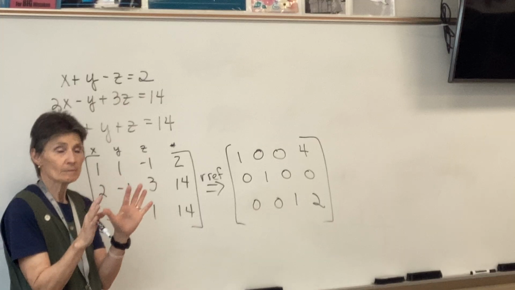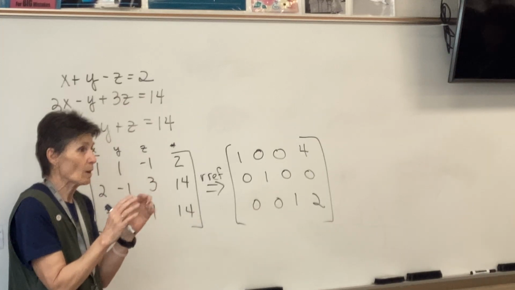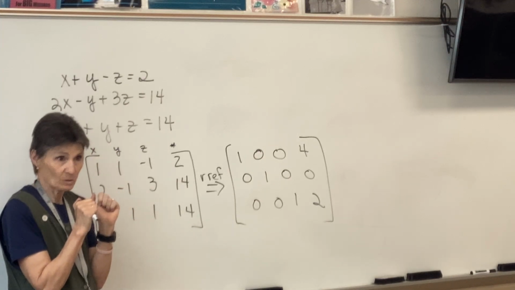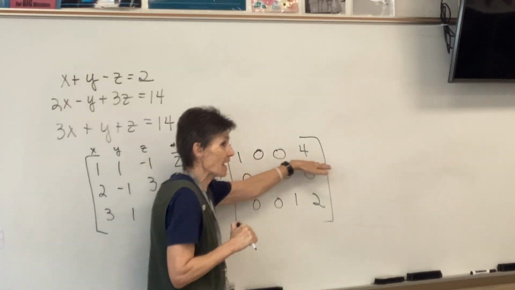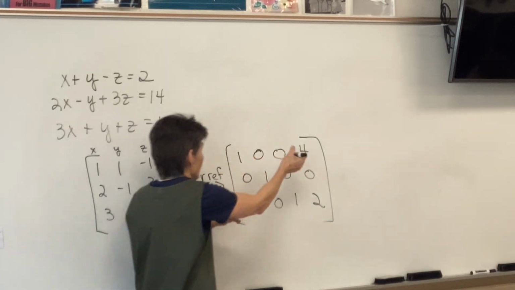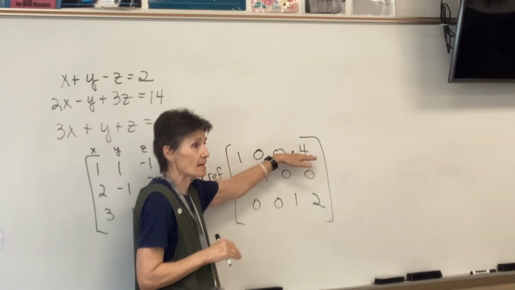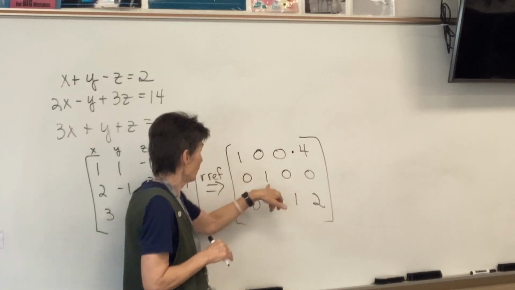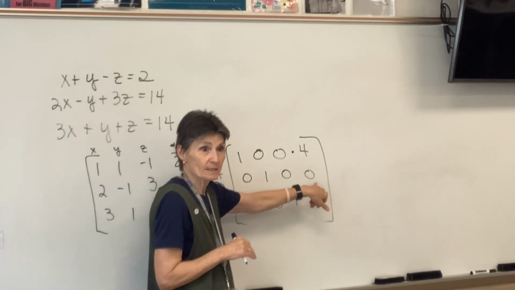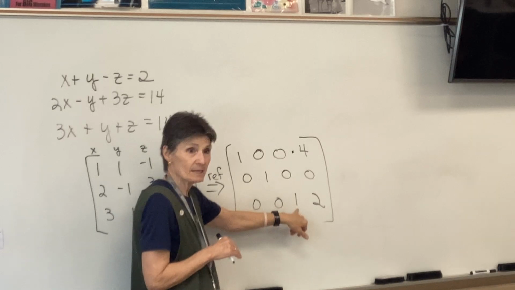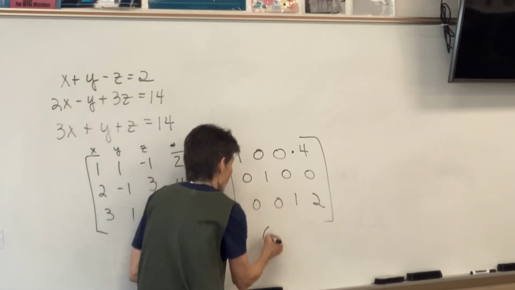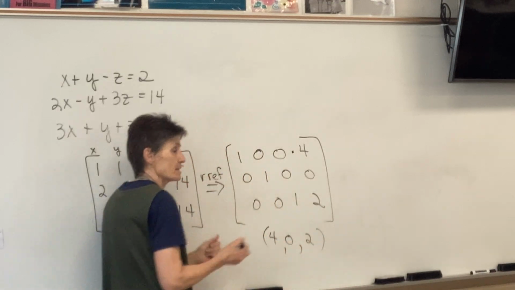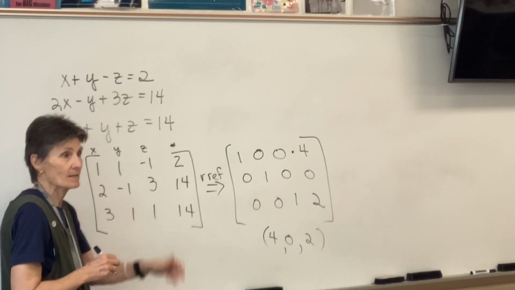Now remember, the rows represent the equations, and the columns represent the variables. So what does this actually say now? And there's an equals right here. What does this actually say? X equals 4. Y equals 0. And Z equals 2. So we'll write our answer as an ordered triple, not an ordered pair this time because we have 3 variables. But that's the answer to the question.